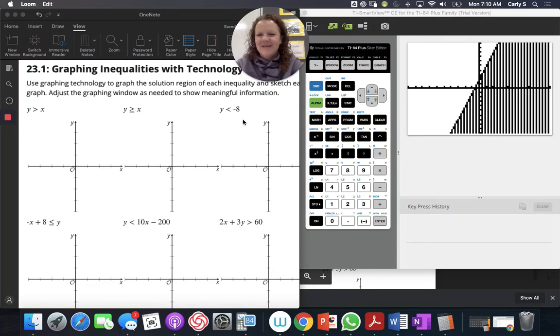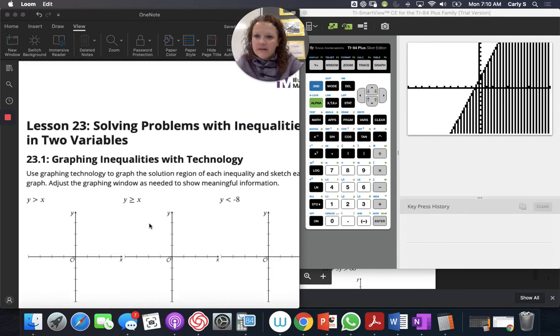Hey there, algebra. We are in lesson 23. We are still graphing inequalities, solving problems with inequalities in two variables. If you remember, one variable is just a number line, pretty simple.